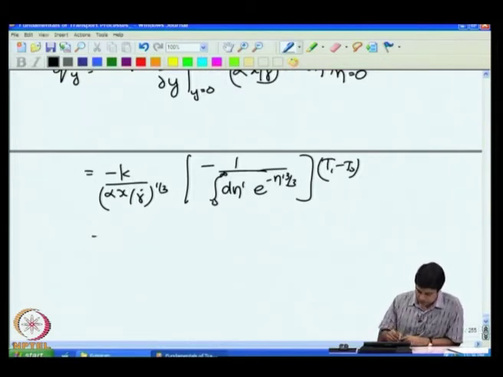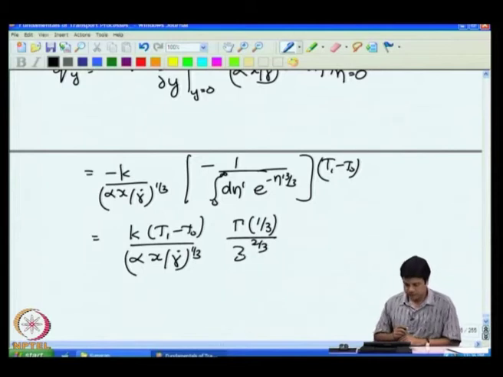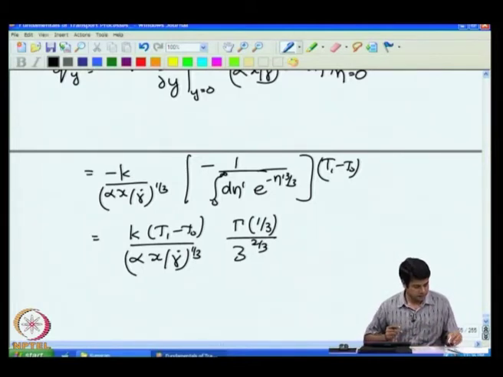So, this is equal to k into T1 minus T0 by alpha x by gamma dot power 1/3 times, this function can be integrated exactly. It gives you gamma of 1 by 3 by 3 power 2/3. Okay, so, that is the final solution for the heat flux from the surface.